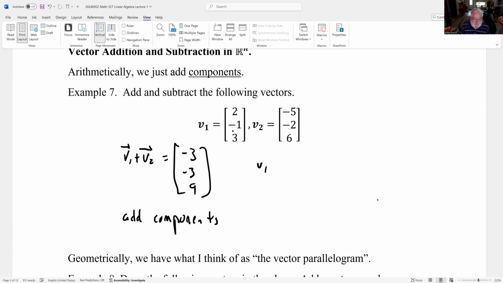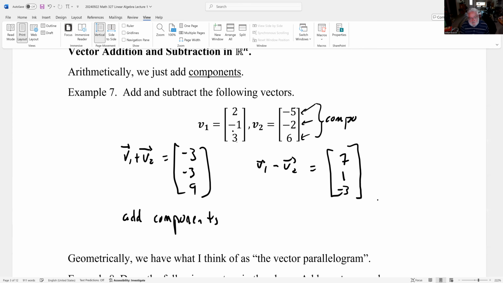And likewise, you can subtract just by subtracting the components. 2 minus minus 5 is 7. Minus 1 minus minus 2 is 1. 3 minus 6 is minus 3. So we just subtract the components. Remember, each one of these entries, those are the components of the vector.